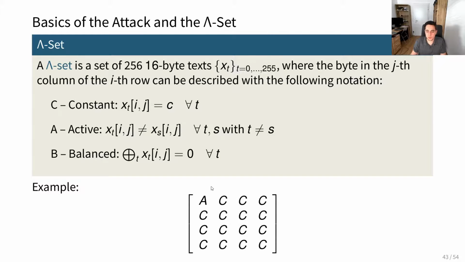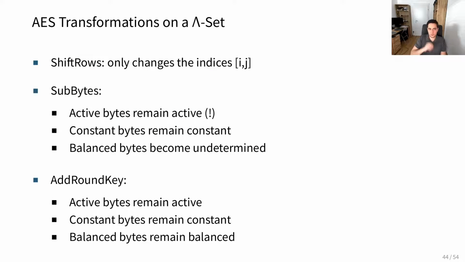For example, we can denote the AES state by these letters, where the first byte is active, so each of the values occurs in the 256 texts, and all the other 15 bytes are constant, so they are always the same value for each of the 256 texts. That's the idea. Now let us see what the AES transformations actually do with this set. We know that ShiftRows doesn't change the properties of the bytes, just their positions, so the indices of the properties.